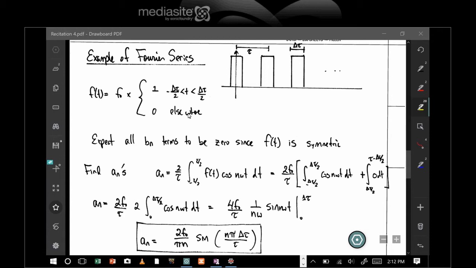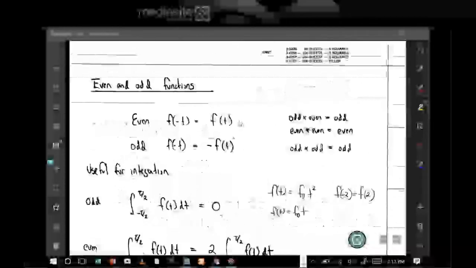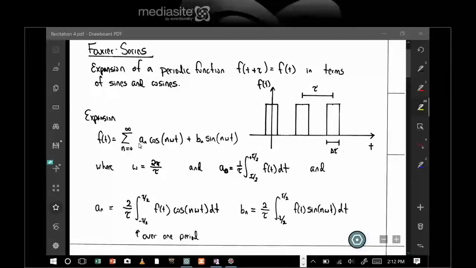Now, in order to express this as a Fourier series, I need to find the a sub n's and the b sub n's. Now, the b sub n's are going to be equal to 0. And you may say, why is that? Well, remember, going back to my definition of my Fourier series, the a sub n's are the coefficients for the symmetric part. Remember, cosine is a symmetric function, so the a sub n's are the coefficients for the cosine. Sine is an asymmetric, or odd, function, and the b sub n's are the coefficients for that.